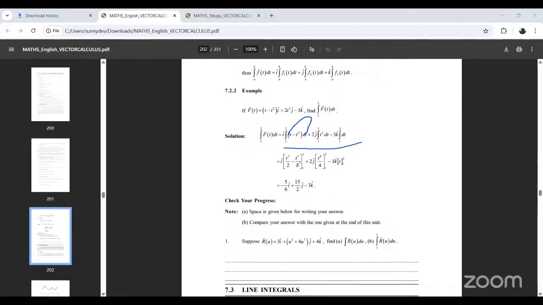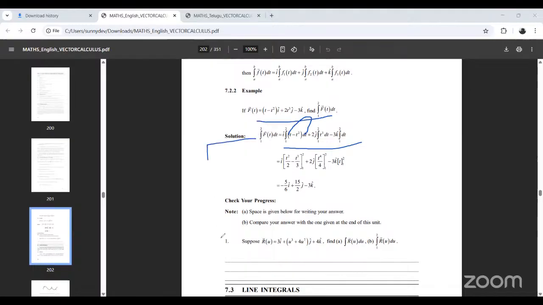Then apply the limits 1 to 2. When we apply the limits 1 to 2, we can write minus 5 by 6 into i plus 15 by 2 into j minus 3k. So this is one example.